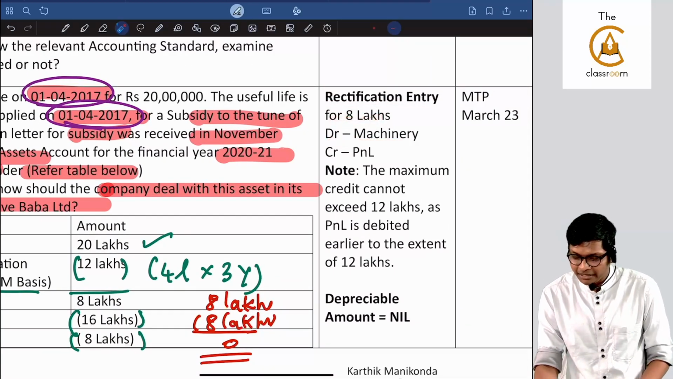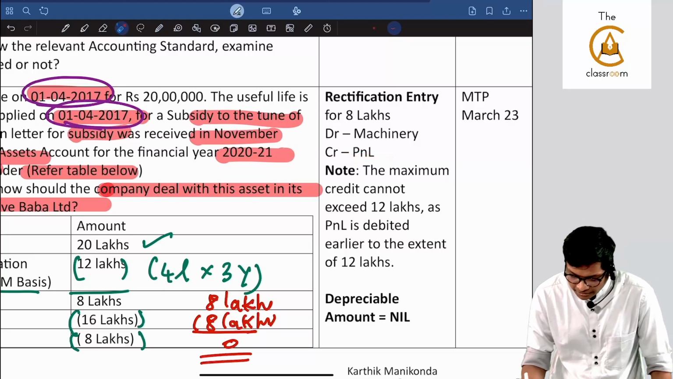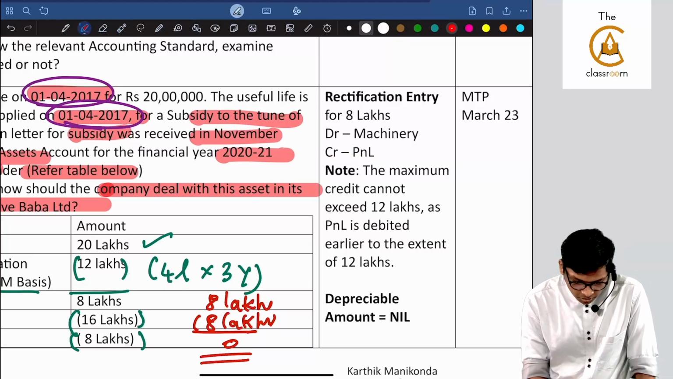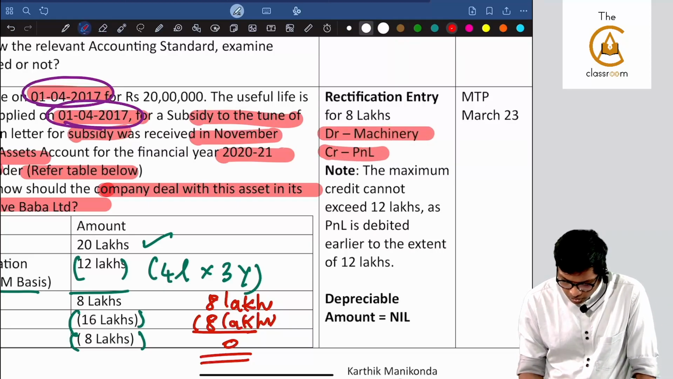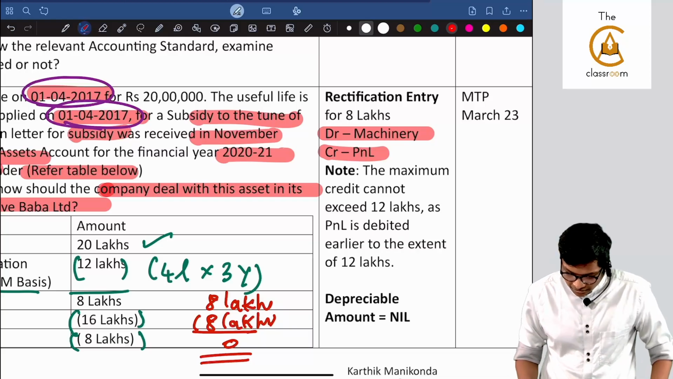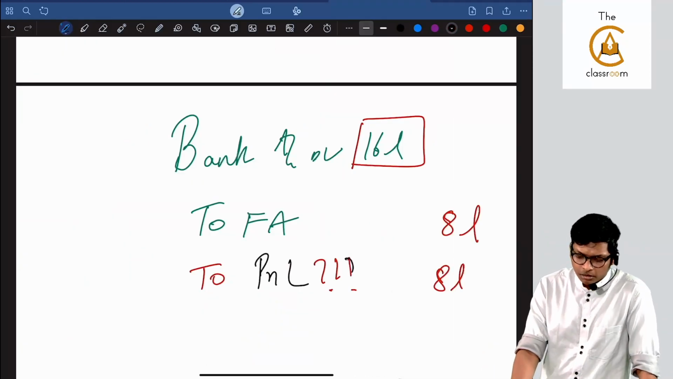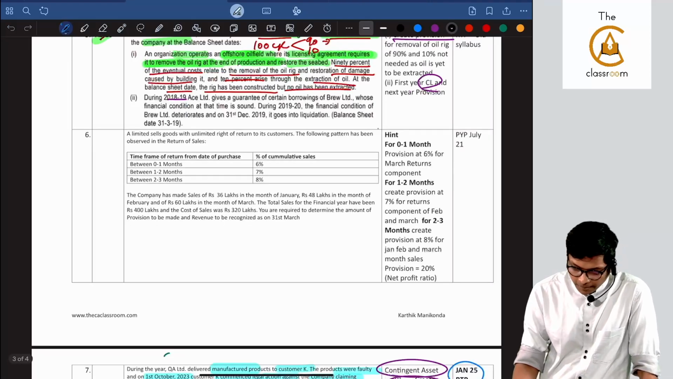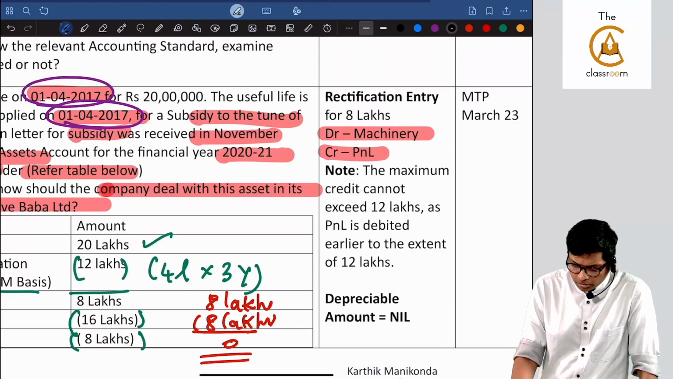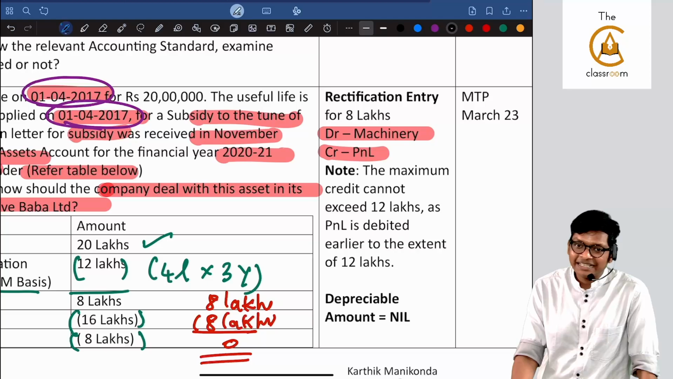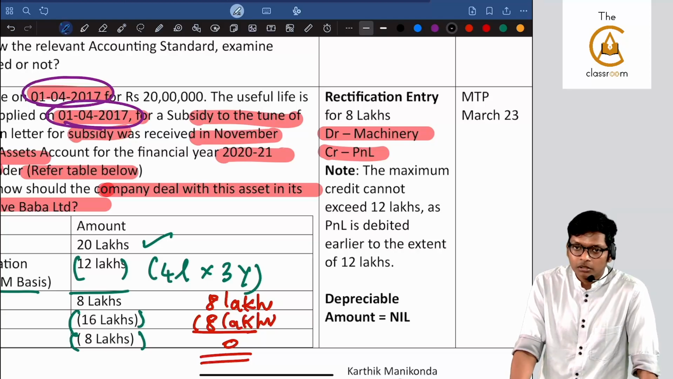Debit machinery and credit. Sorry, I think it's wrong. The entry, I will write it guys. Let me write the entry. This is the entry guys. I will just make the change. Debit the? Yes. Debit the entire 8 lakhs in one single year P&L.